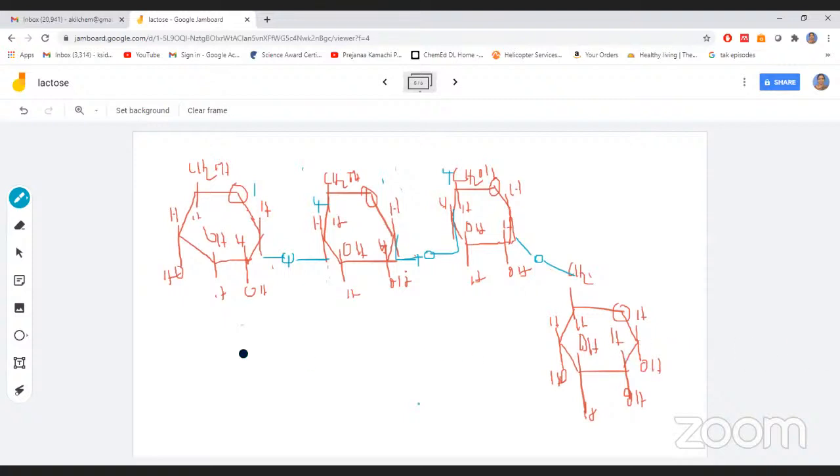So this structure is called amylopectin. In amylopectin, the 1,4 linkage keeps continuing. Then suddenly 1,6 starts, and after that 1,4 continues again. Then again 1,6, 1,4, 1,6, 1,4, alternating like this. That is called amylopectin. So this finishes off with starch.